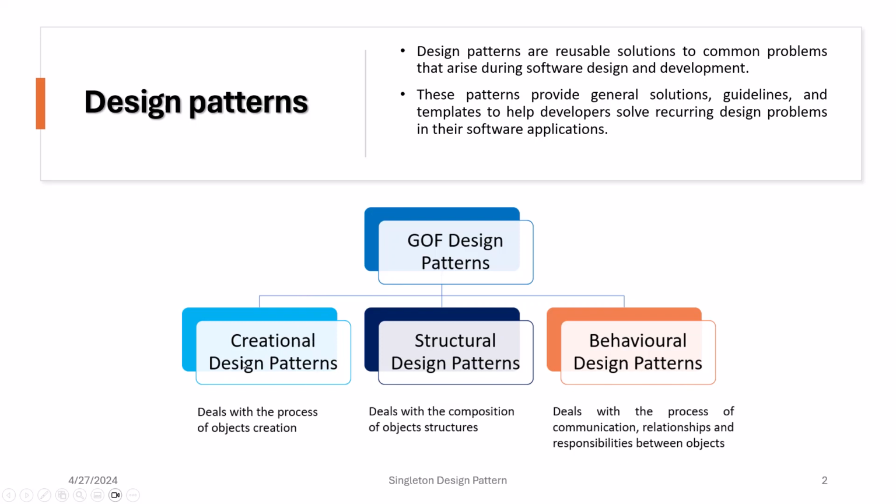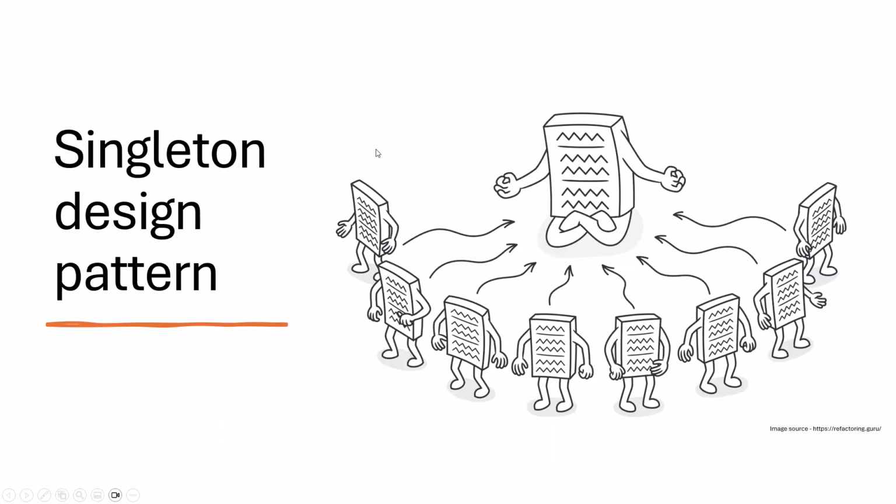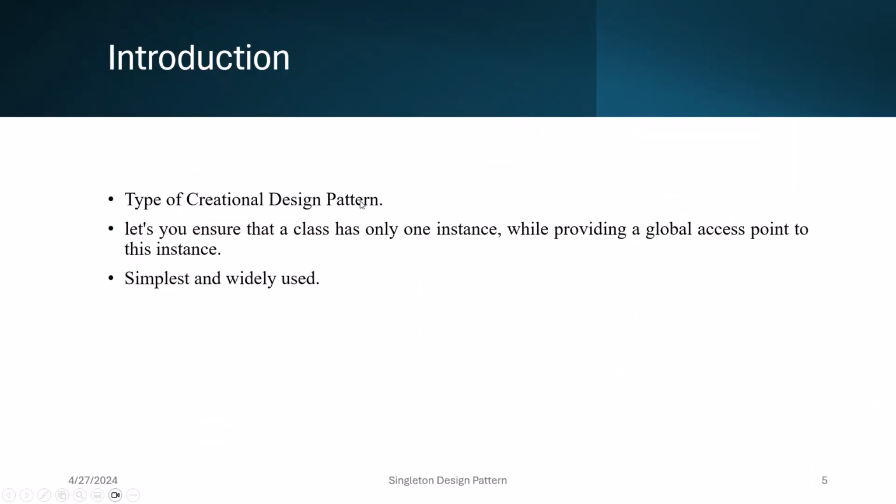We will go through the five different types which come under creational design patterns. Here we can see these are the five different patterns which come under creational design patterns. First one is singleton, then factory method, abstract factory, builder, and prototype. We will start with the singleton design pattern. Let's get to the introduction for it.